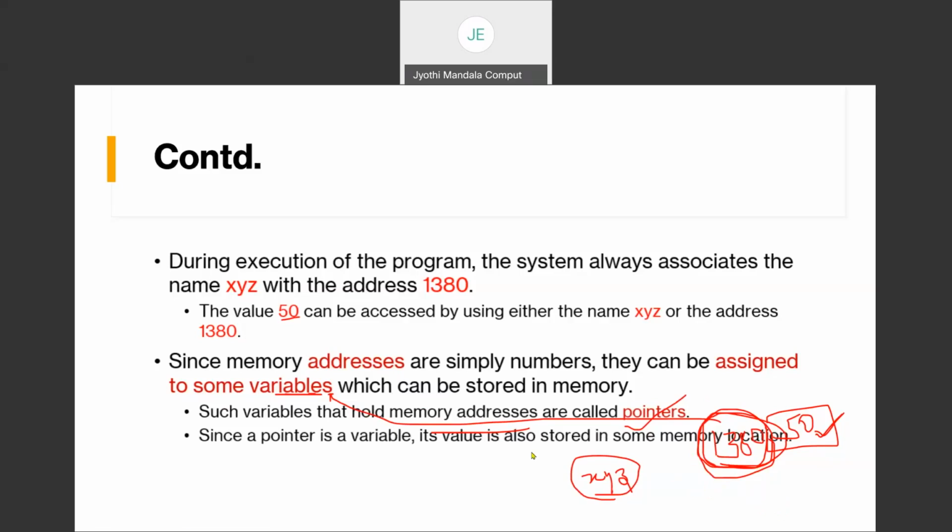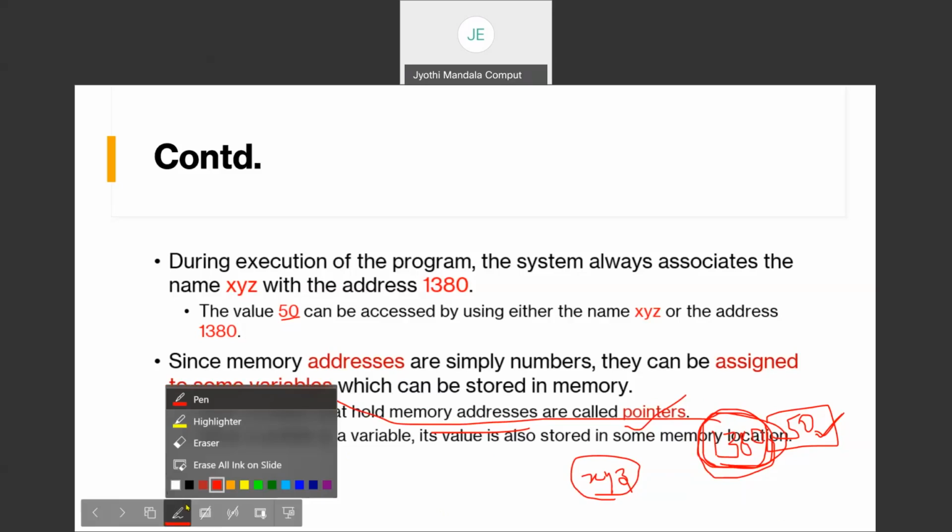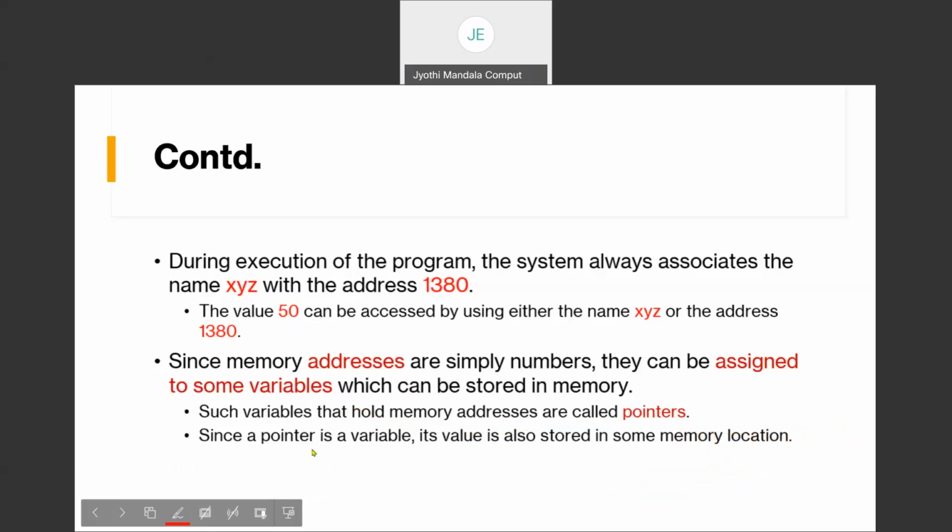Now, since we are saying the pointer is also a variable where it is holding the address, that means for the pointer also one memory location will be allocated. I'll show you here. Follow carefully, all of you. This is your 50, right? And this is 1380, what we have given. Now this will be pointed to by whom? This will be given by XYZ.